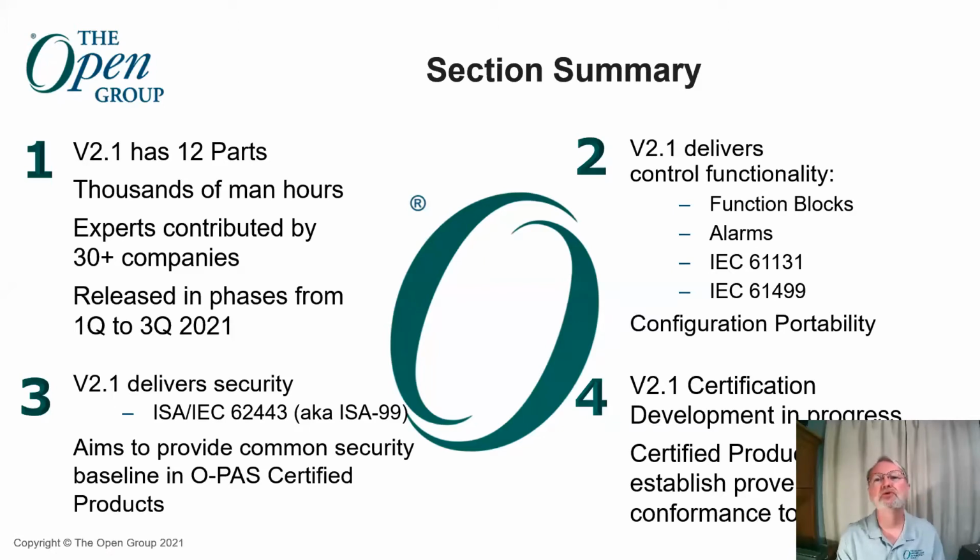and third quarter. Version 2.1 will deliver control functionality, reference function blocks, alarm standardization, and how IEC 61131 and IEC 61499 functionality will operate inside the OPAF environment. Also, security is defined, and this is all based upon ISA IEC 62443, also known as ISA 99, and it provides a common security baseline for all OPAF certified products. The OPAF certification process is under development, and these certified products will provide confidence to end users and system integrators of uniform interfaces and uniform capabilities in all the certified products.